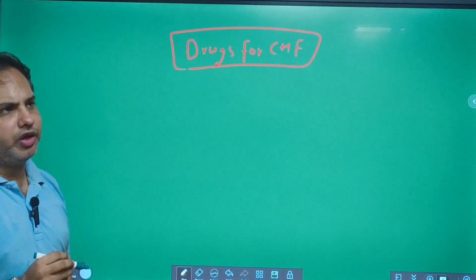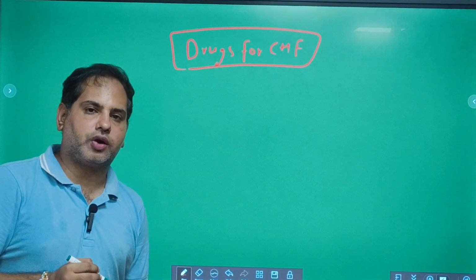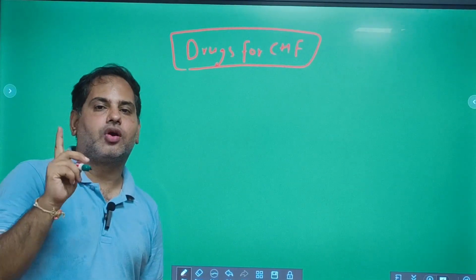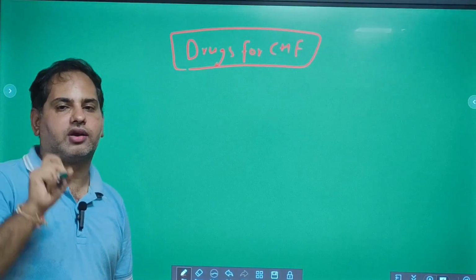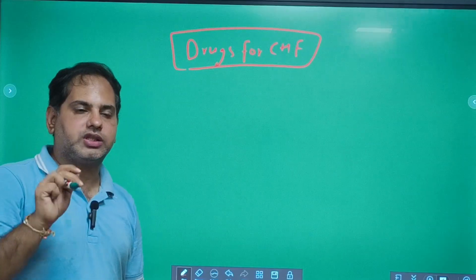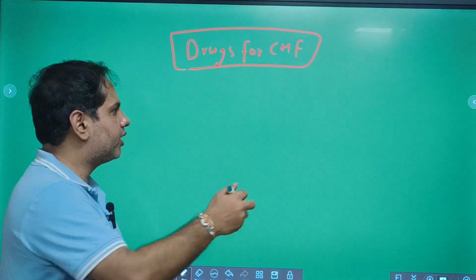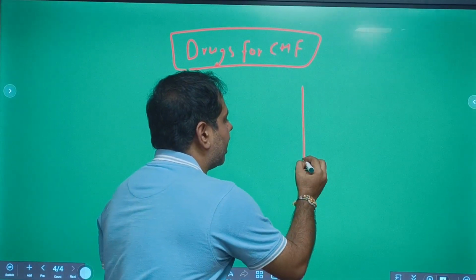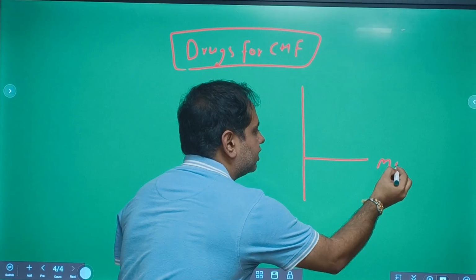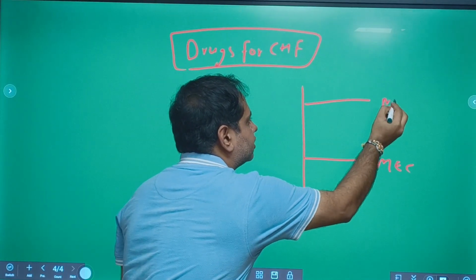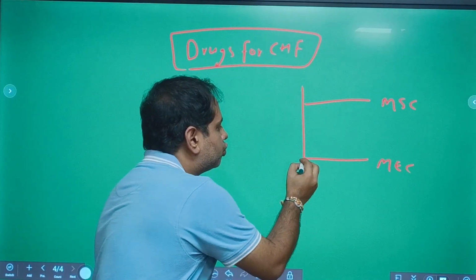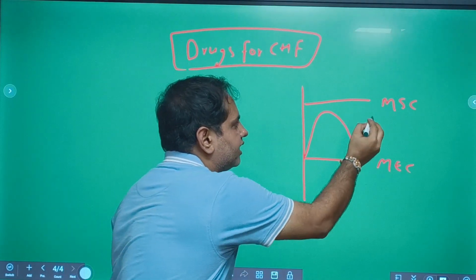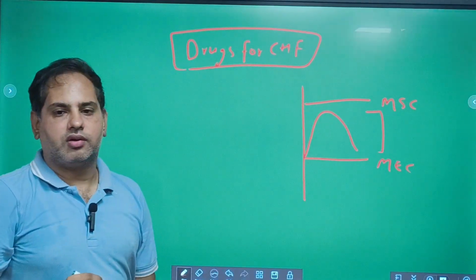So you know, digoxin is a well known drug which is used for the CHF, but it's not the first line drug. The reason is that digoxin belongs to narrow therapeutic index drugs. Every drug has a minimum effective concentration and a maximum safe concentration. So our drug concentrations should fall within this, and this is called the therapeutic window, right?